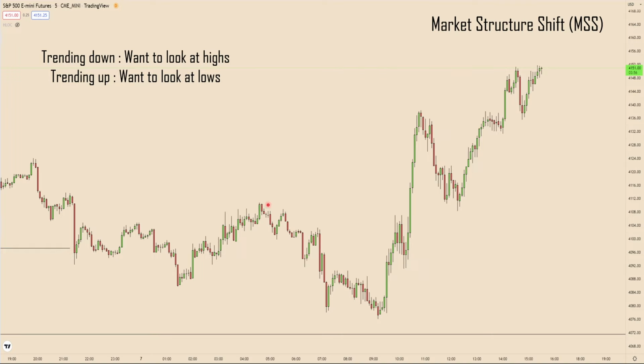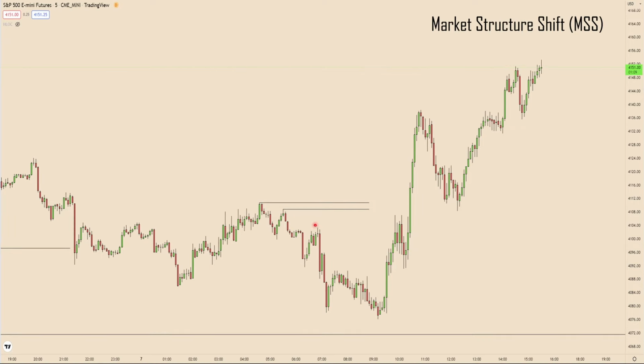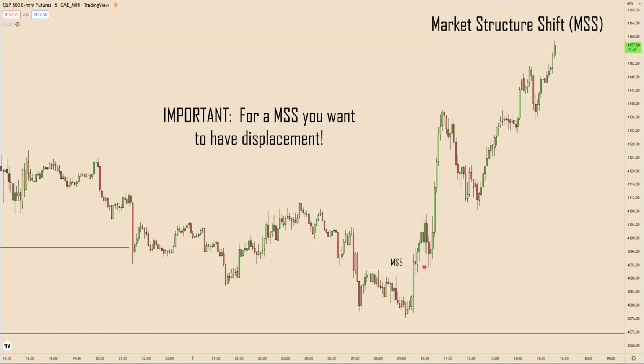So, for example, on this 5-minute chart, you look at these highs. Not touched, not touched, not touched. You can see these are all lower highs. However, once you get into here, you can see that this is broken with displacement. So that will be your market structure shift. Now, what is displacement? Because you need it for a market structure shift.